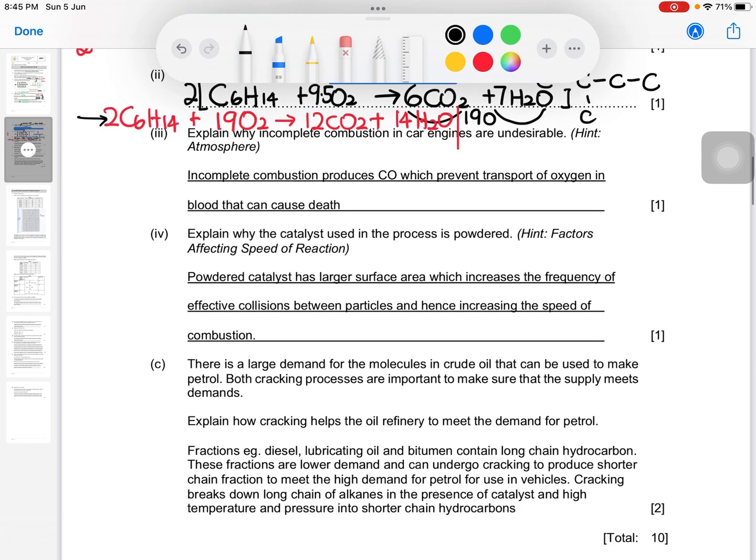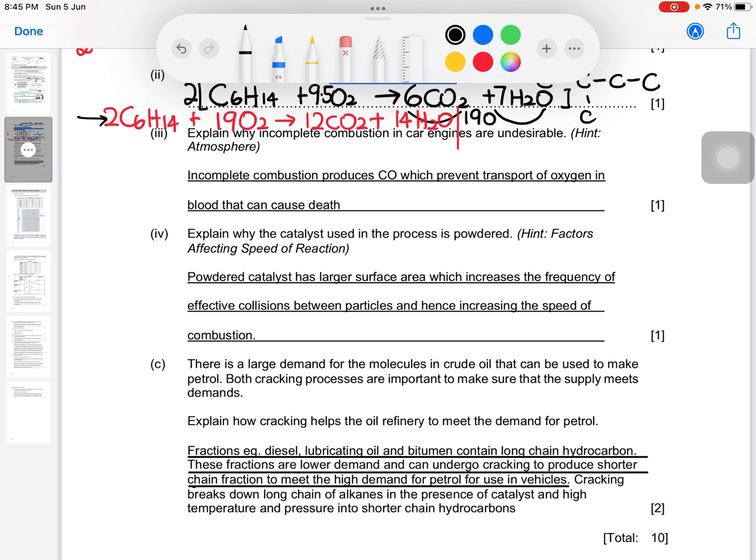C. There is a large demand for molecules in crude oil that can be used to make petrol. Both cracking processes are important to make sure that the supply meets demand. So explain how cracking helps the oil refinery meet the demand for petrol. In your notes under cracking, this is what I have mentioned. You have long fractions like lubricating oil and bitumen, which contain long chains of hydrocarbon. These are lower in demand, so they are cracked so that they can meet the high demand of petrol, which can be used in vehicles.